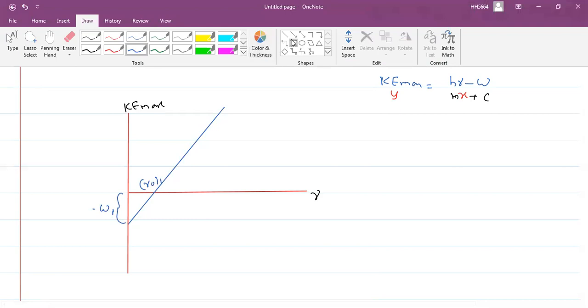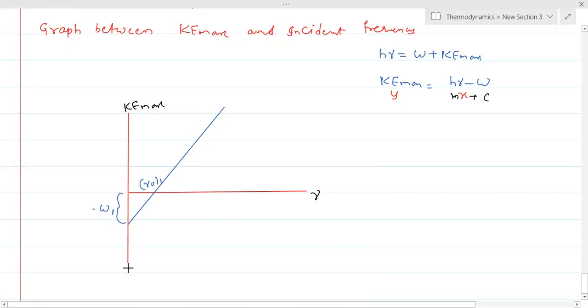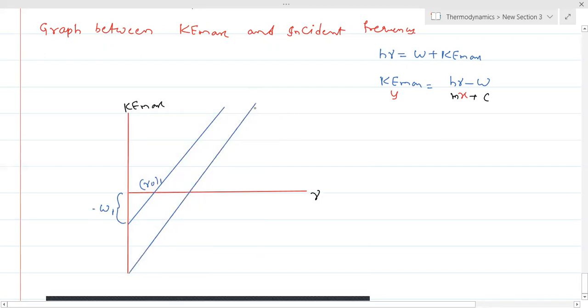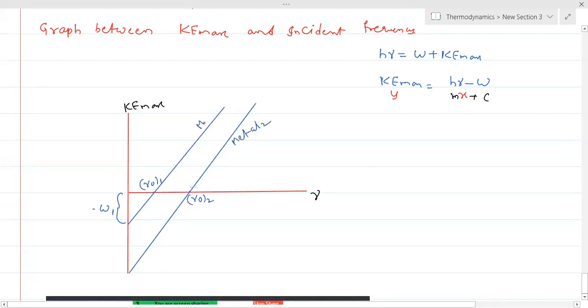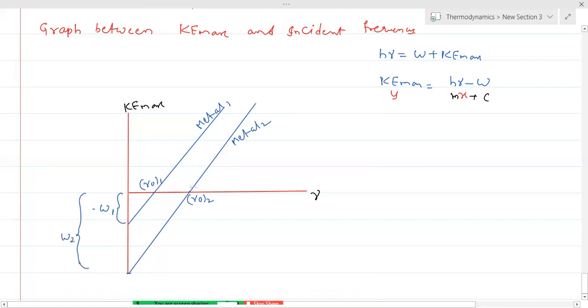And also, we are taking the graph for another metal. This is nu naught 2. This is the case for the second metal, metal 2, and this is the case for metal 1. And we can see that this is the value of the work function for the second metal.